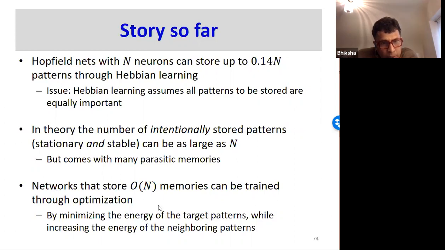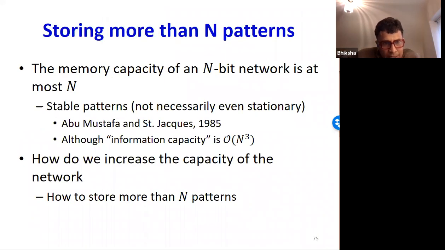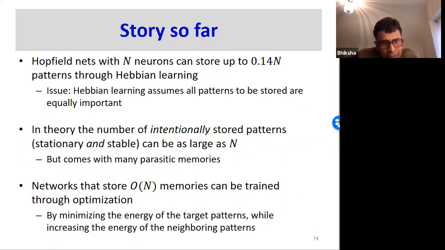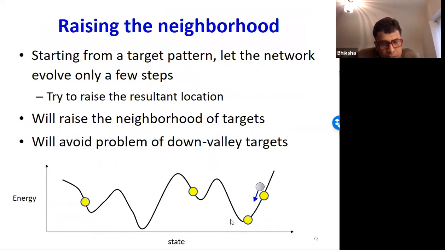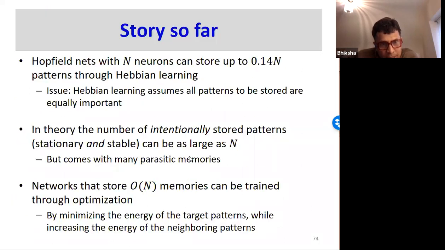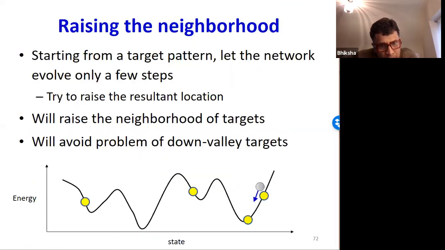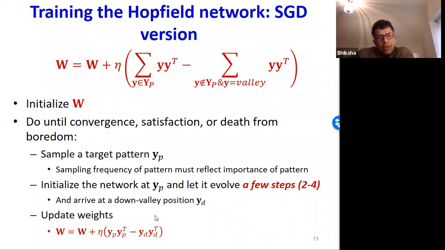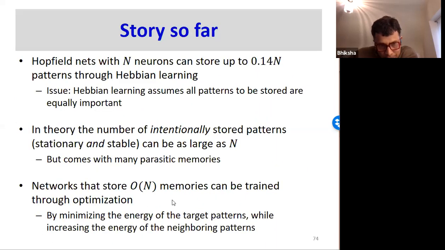You can store the network through optimization by minimizing the energy of target patterns while increasing the energy of neighboring patterns. When you do this, it turns out theory says you can store up to order n memories. You get a lot of parasitic memories, but if you train this properly, those parasitic memories are going to be sufficiently far away that they won't really matter.